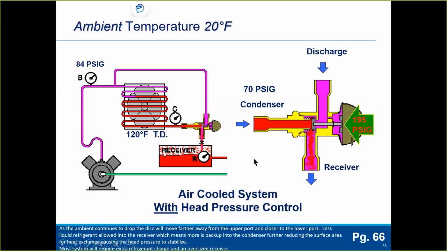It's mixed in there. As the ambient continues to drop, the disc will move, this being the disc, farther away from the upper port and closer to the lower port. Less liquid refrigerant is allowed in the receiver, which means more is backed up into the condenser, as we said earlier, further reducing the surface area for heat exchange, causing the head pressure to stabilize. All right.